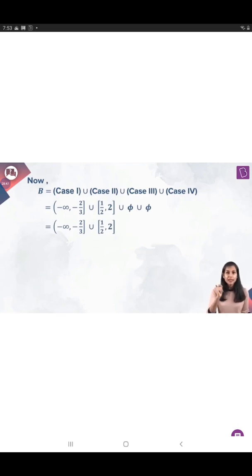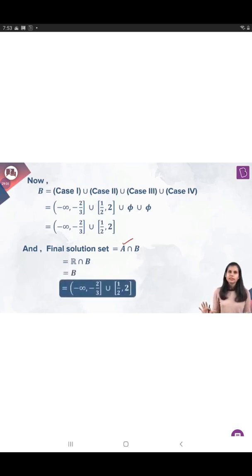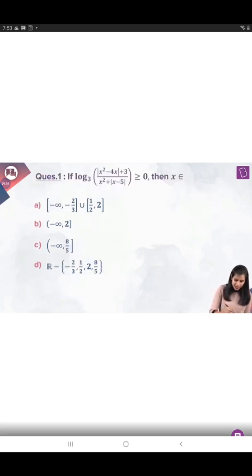Remember what was the drill in the end? Final solution set is nothing but A intersection B. A is all the values of x for which the left hand side of my inequality was defined. B is all the values of x for which my inequality is getting satisfied. I want both things to happen. So A intersection B. A intersection B is set of all reals intersection B, which obviously is set B, which is this. Clear? So set B comes out to be the final solution set for this inequality. I hope you found this problem very interesting and the correct answer is option A.